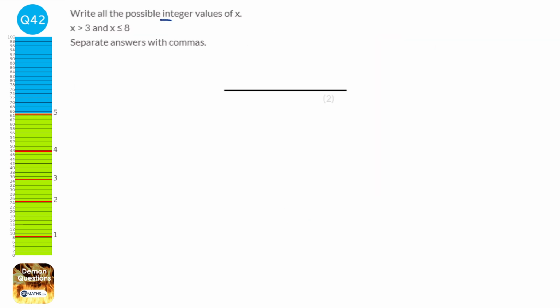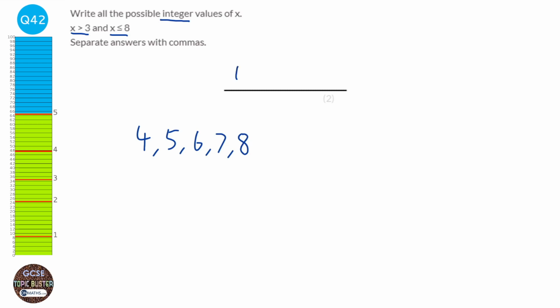Integer just means whole number. So we're looking for all the whole numbers that satisfy these two inequalities. Well, the first inequality says that it has to be greater than 3. So the smallest number that is greater than 3 is 4. The second inequality says it has to be less than or equal to 8. So I'm just going to keep going till I get to a number that is less than or equal to 8. It can't be 9 because 9 is not less than or equal to 8. So our answer is 4, 5, 6, 7, and 8.